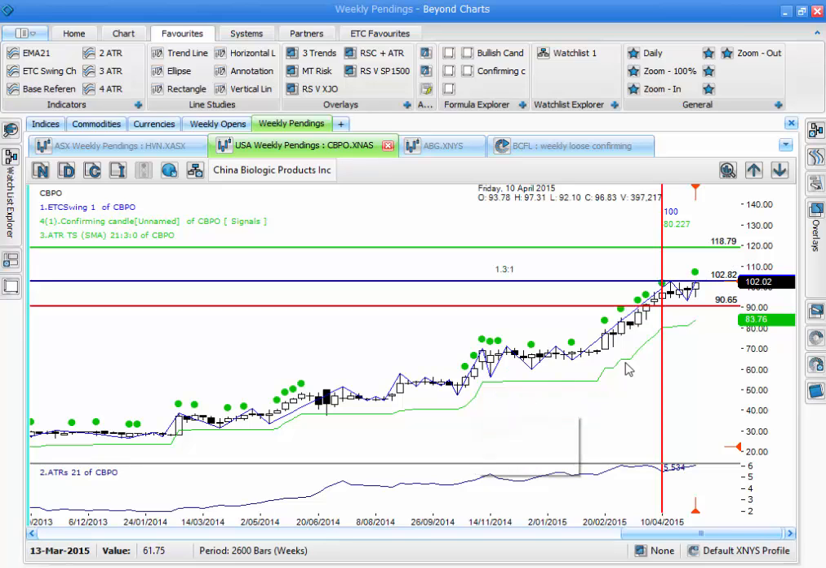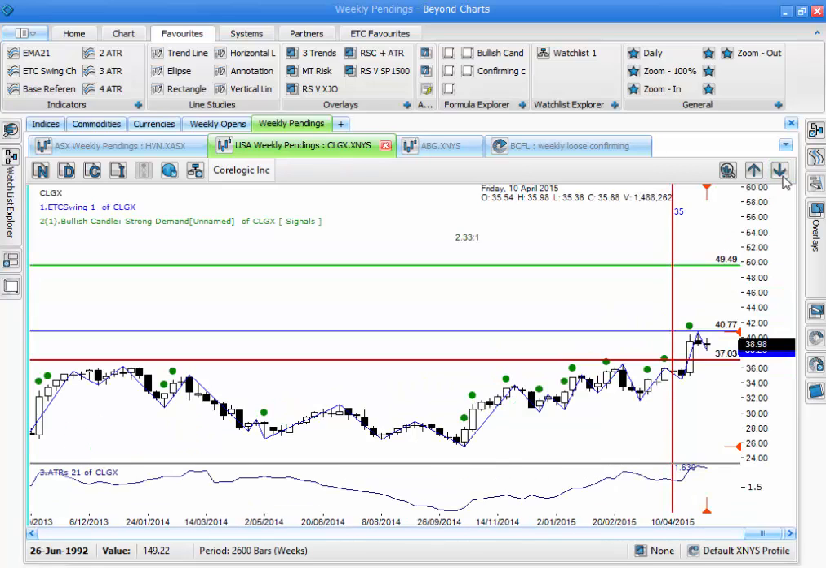So a nice strong move through here, having a bit of a pause and looking like it's ready to go. Again, nice strong candle last week compared to what happened to the rest of the market. So again, relative strength, really important concept, and you've all got that in your scans. So hopefully you come to appreciate that as well.